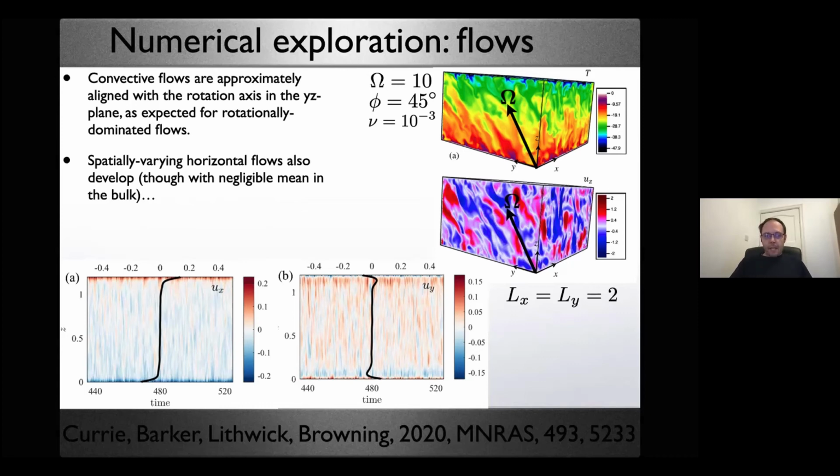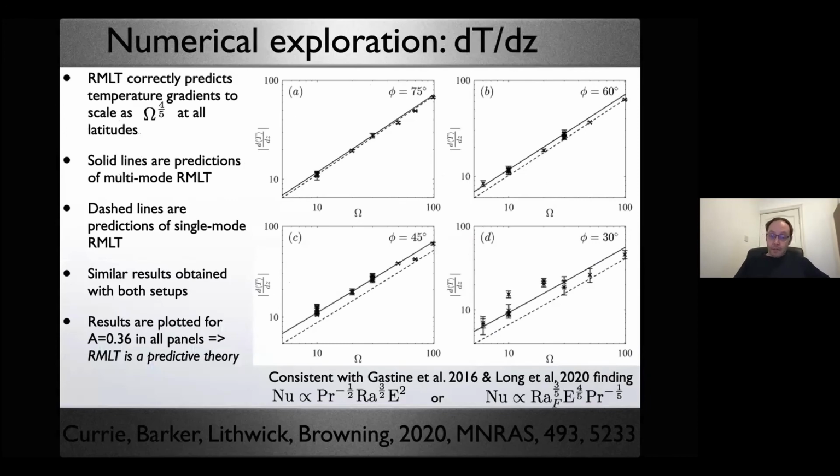In these simulations, there are no spatially averaged mean flows that develop except near the boundaries, as shown in the bottom panels. But I'll come back to the importance of spatially varying horizontal flows, because we do get spatially varying zonal flows which are aligned with the rotation axis in these simulations, and they can strongly affect the properties of convection. So first of all, we can look at 4 different latitudes here.